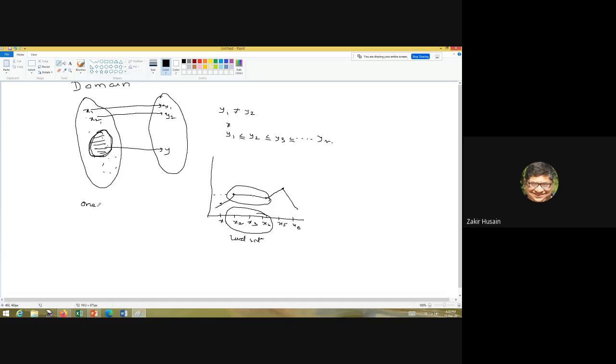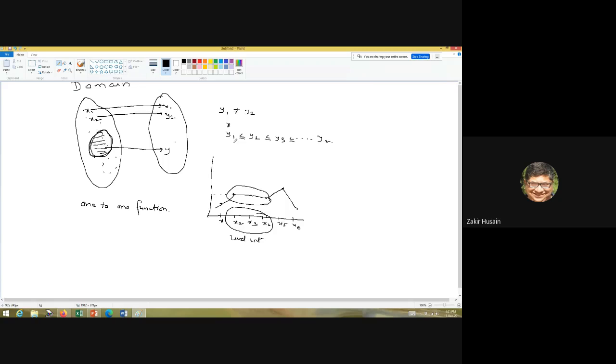Now, if you have a one-to-one function, what is the level set? Null set. It's a null set, because for every x we have a different y. So when can a level set exist? If you have many to many, will it exist? Yes, sir. Many to one. One to many? No, sir.